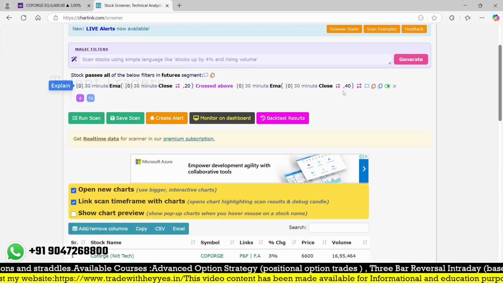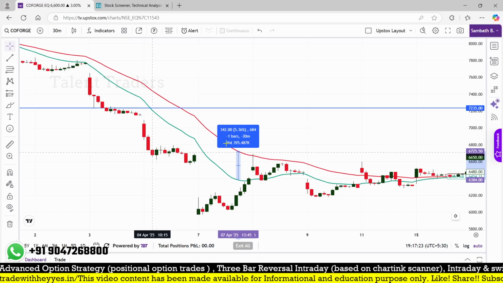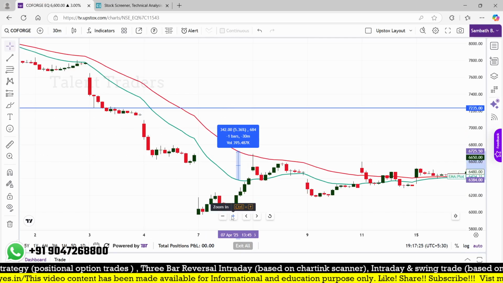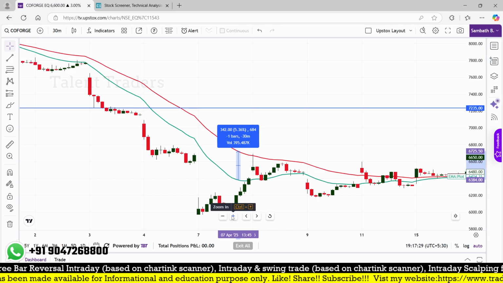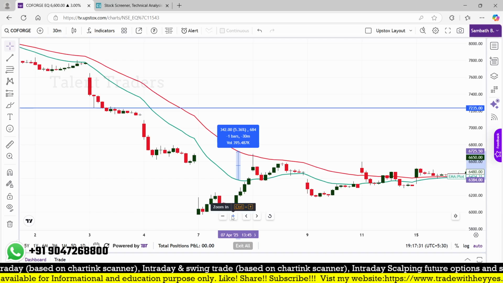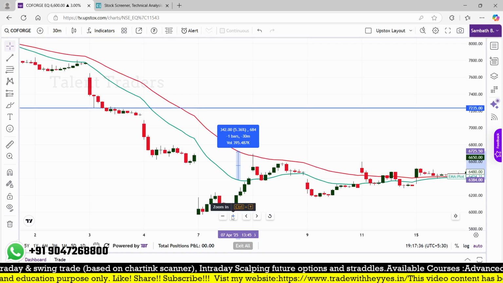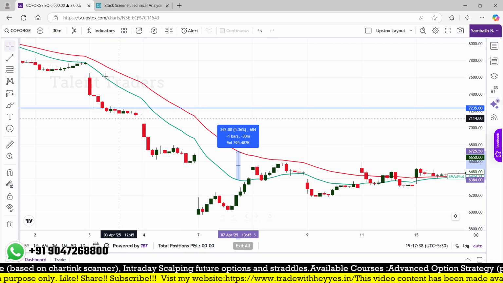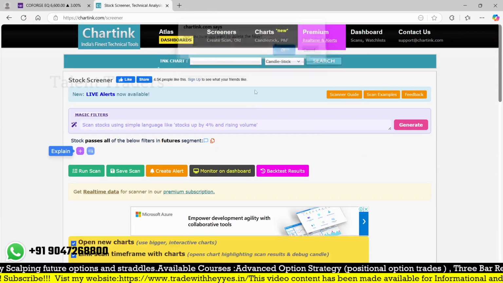Okay, I hope you understood. This was a very simple scanner which you can easily create. But comparing two moving averages and the gap between them is very difficult in charting, because we can only compare two variables. If you want to compare multiple variables, we need a custom scanner, so we are going to use custom scanners to find this particular pattern.